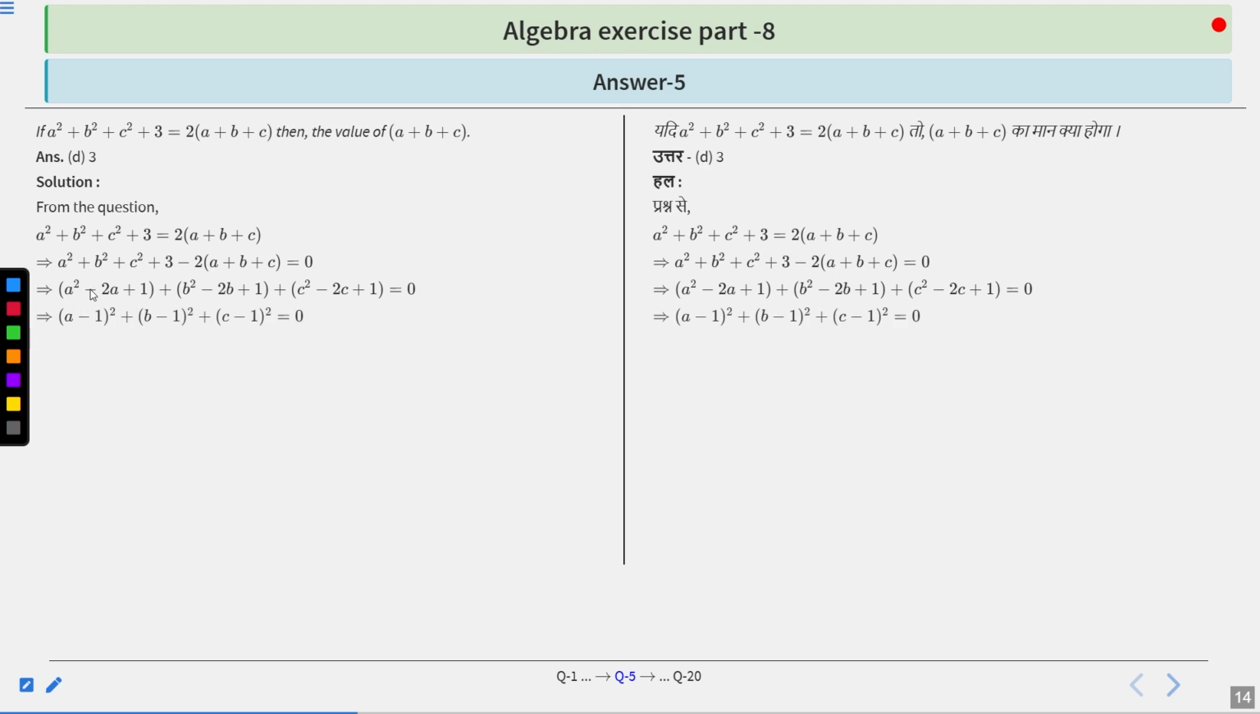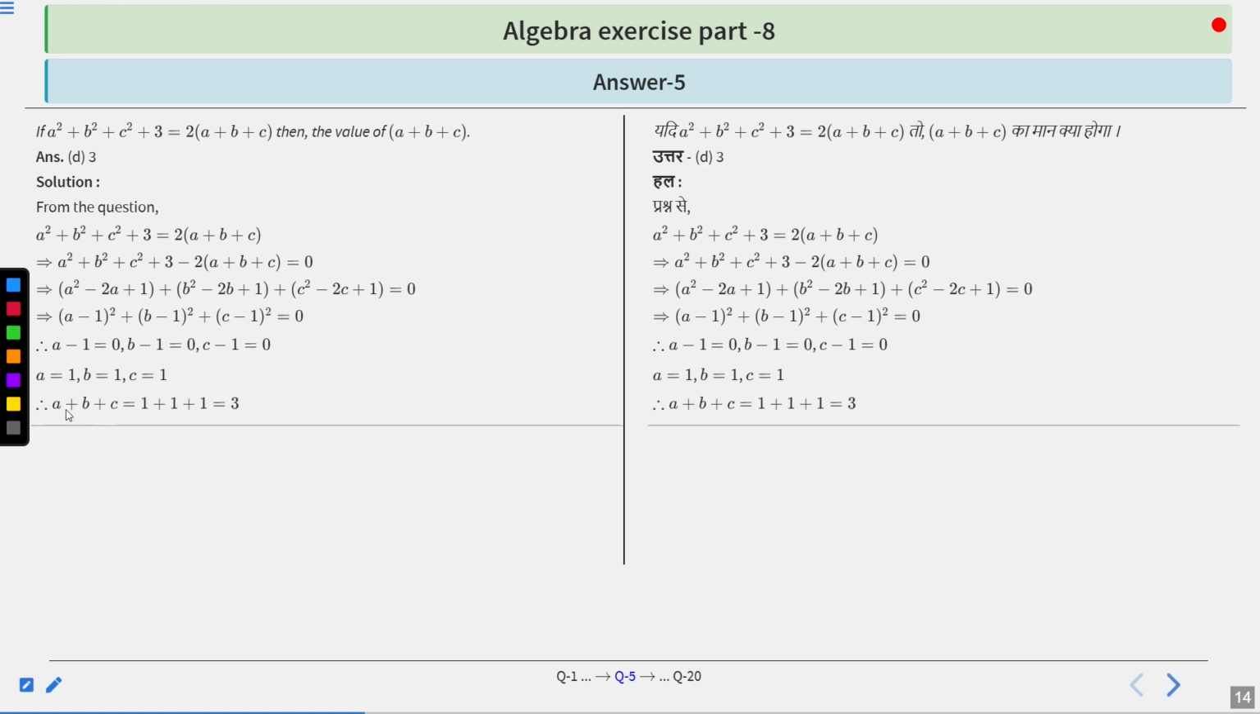Now this thing A square minus 2A plus 1 is nothing but expansion of A minus 1's whole square. This B square minus 2B plus 1 is expansion of B minus 1's whole square. And this C square minus 2C plus 1 is expansion of C minus 1's whole square. And all thing is equal to 0. So if A minus 1's whole square equal to 0, therefore A minus 1 equal to 0. B minus 1's whole square equal to 0, B minus 1 equal to 0. And C minus 1's whole square equal to 0, therefore C minus 1 is equal to 0. So therefore the values of A, B and C are 1, 1 and 1.